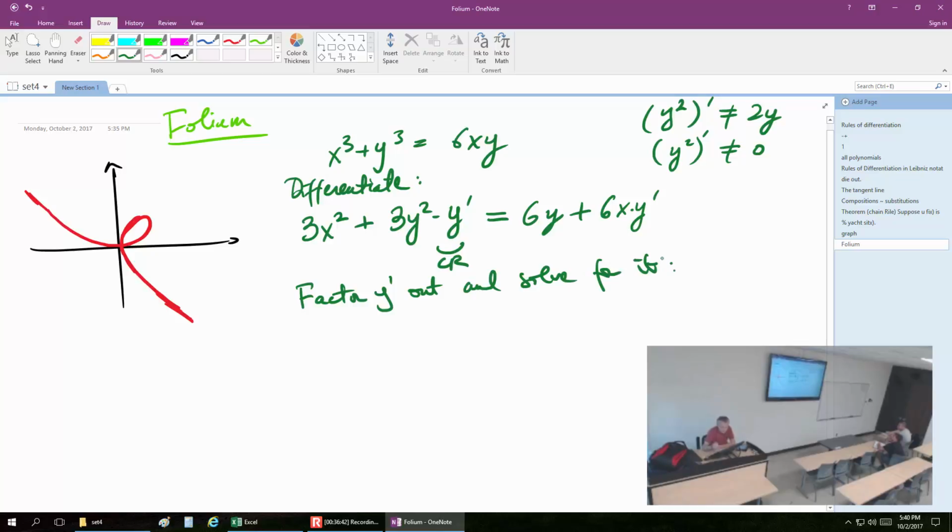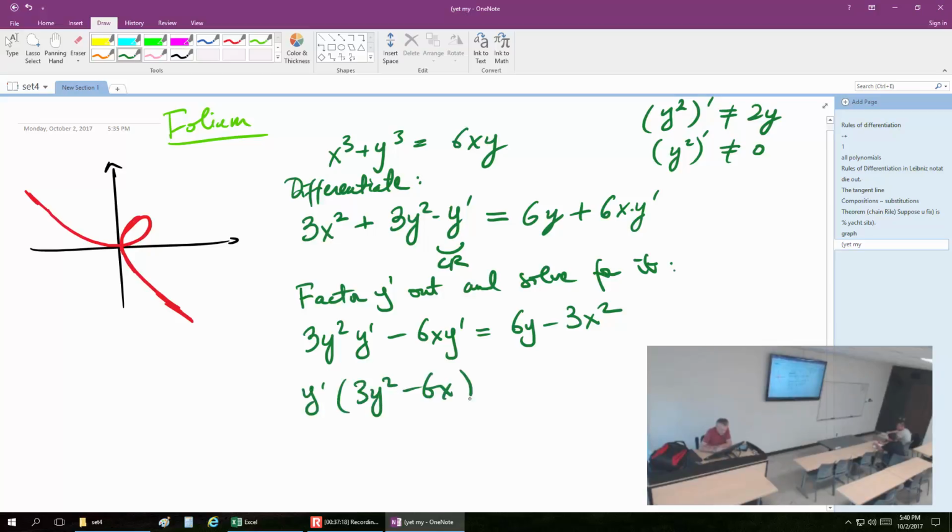So in the last example, we did not have to worry about it because we had only one y present, and now we have 2. But at this point, it's just algebra. So I pull all y primes to the left and all the terms without y prime to the right. So I have 3y squared times y prime minus 6xy prime is equal to 6y minus 3x squared. Okay, now I factor out y prime, so I have y prime times 3y squared minus 6x, and still have 6y minus 3x squared.